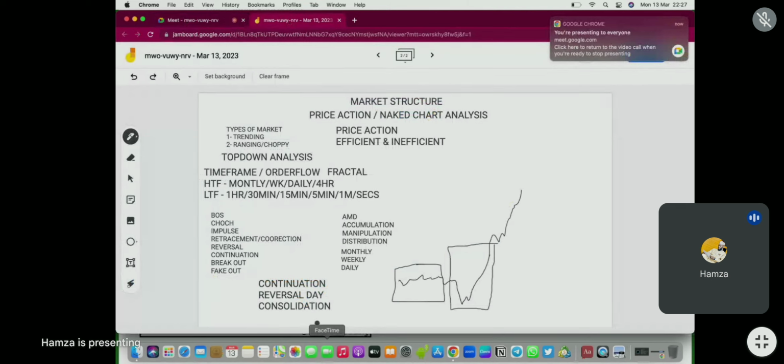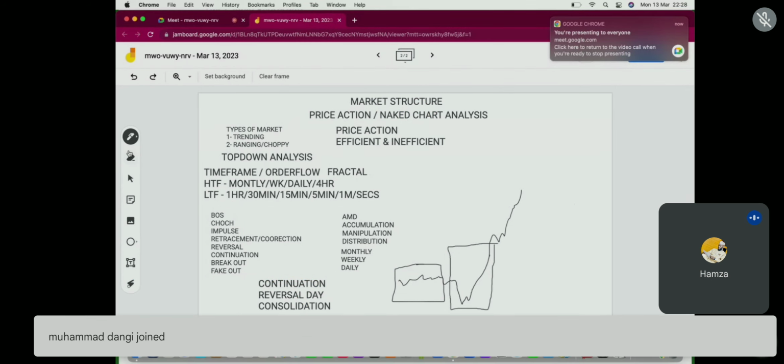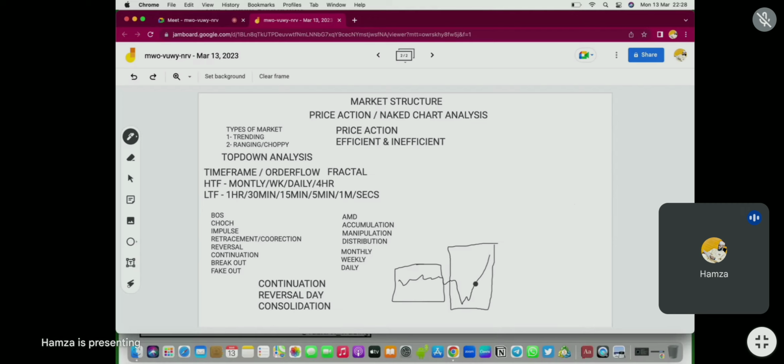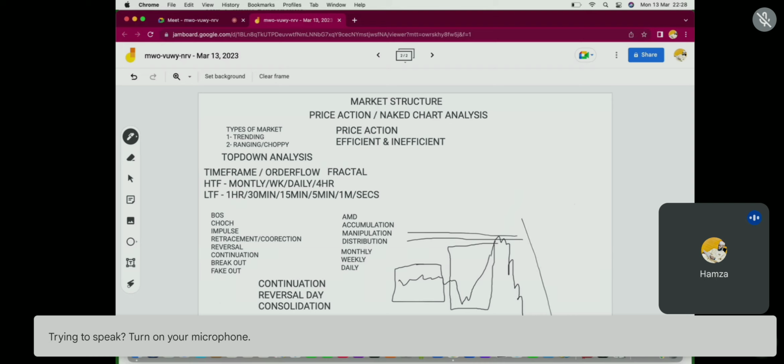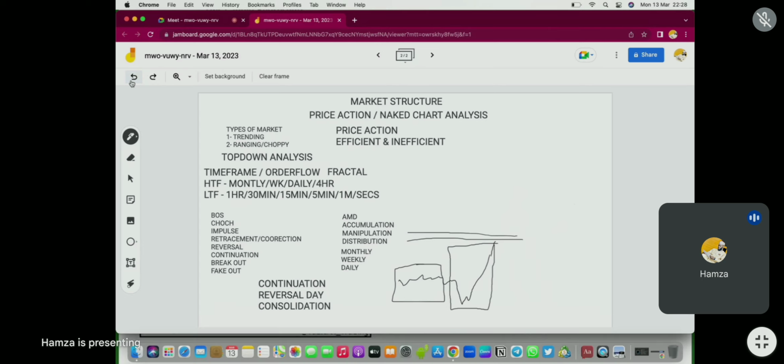Now, the next one is the reversal day. It could be that during the London session, we had a bullish run. But during the New York session, price approaches a higher time frame POI that would then reverse price. So during the New York session, we would have a complete reversal. So this is a reversal day. Perfect.